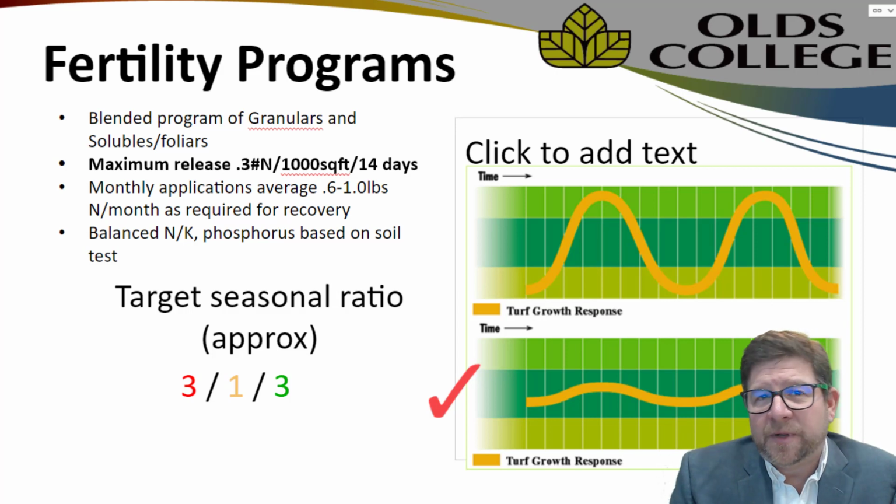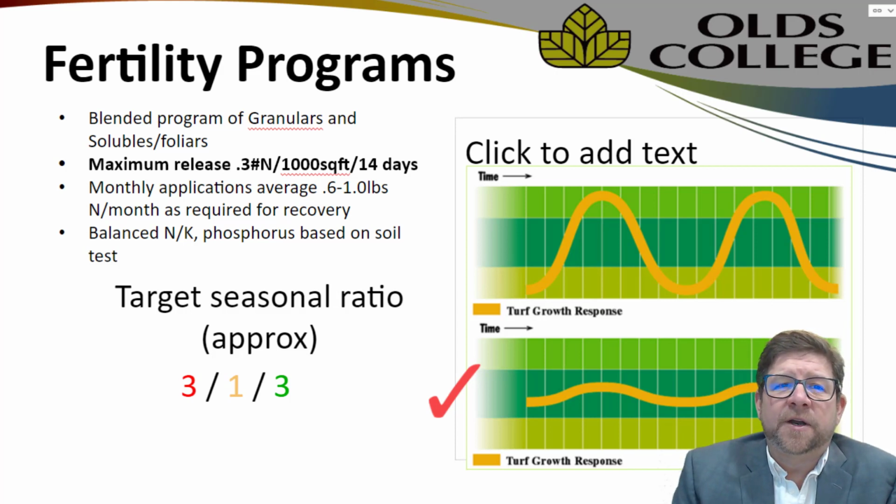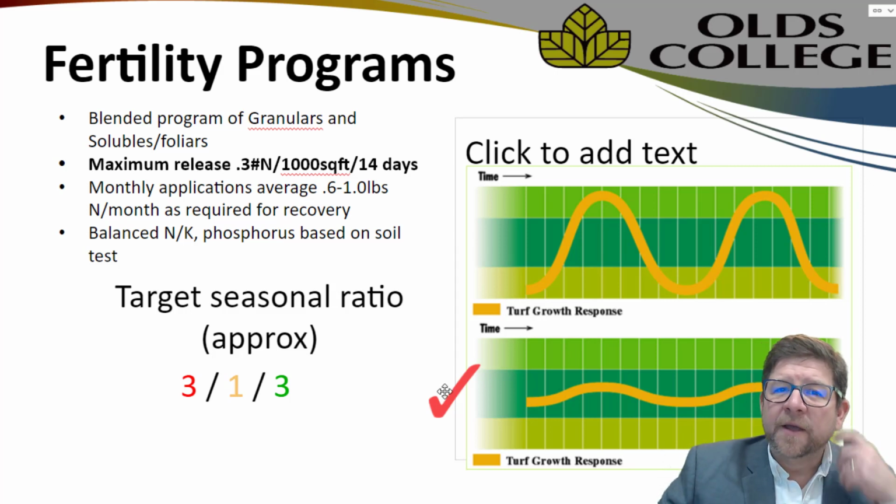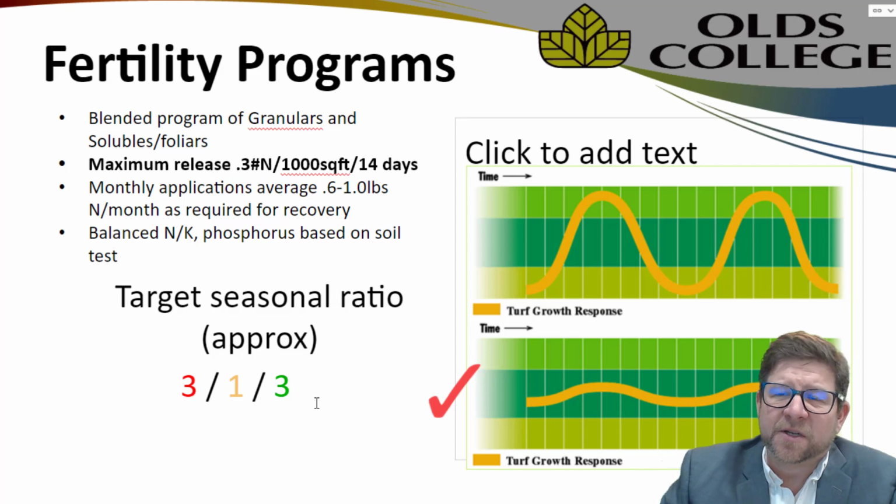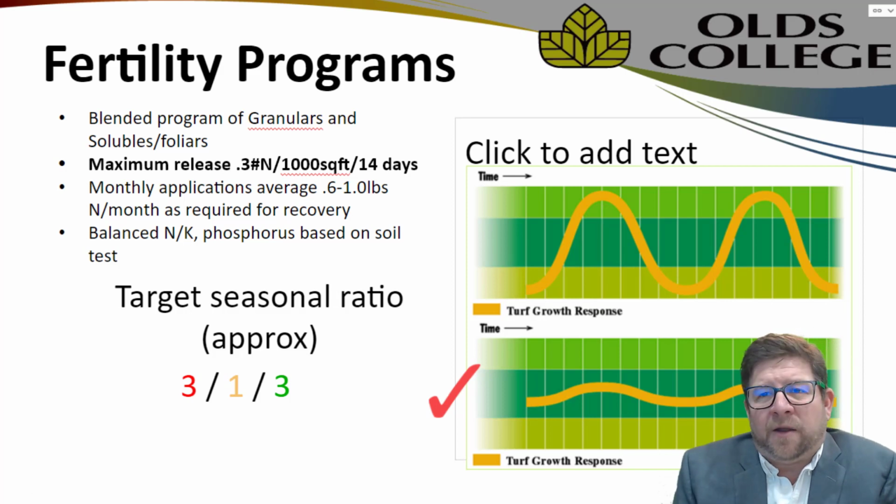Monthly applications typically will range about 0.6 to a pound a month as required per recovery. So it's a lot of on-site evaluation of how that nitrogen's working for you. And of course, nitrogen and potassium should be balanced. So when I talk about a seasonal ratio, below there you see an approximation of 3-1-3, with 3 pounds being nitrogen, phosphorus at 1 pound, and potassium at 3 pounds, which is a good balanced way to start anyways as a target.